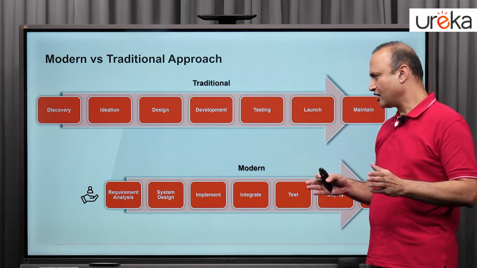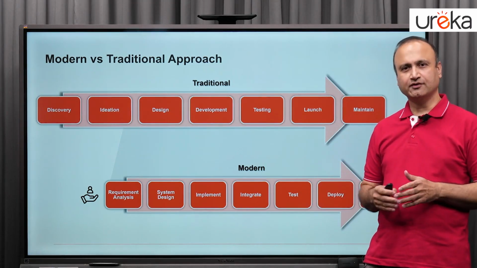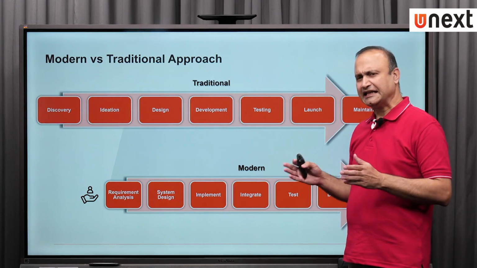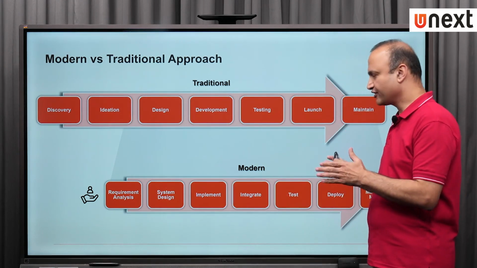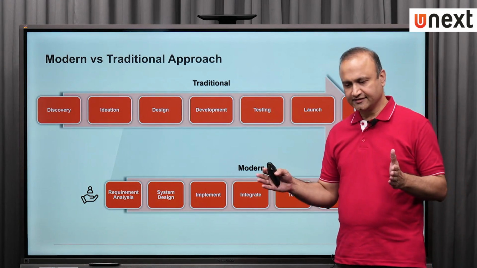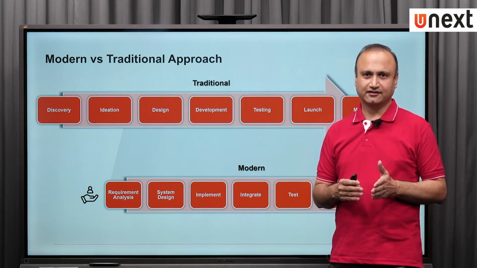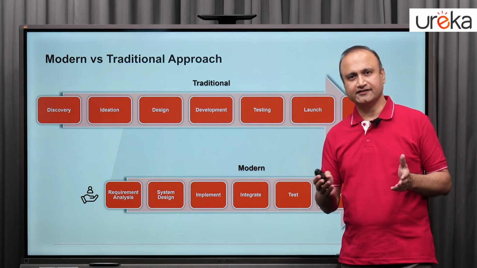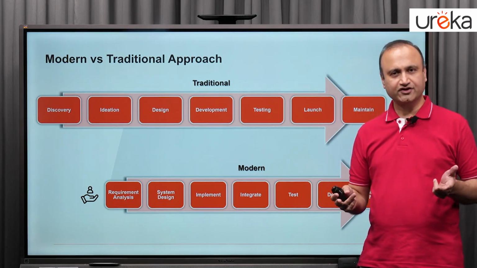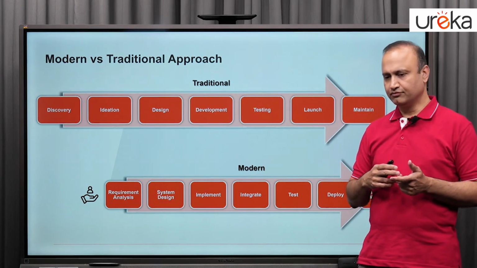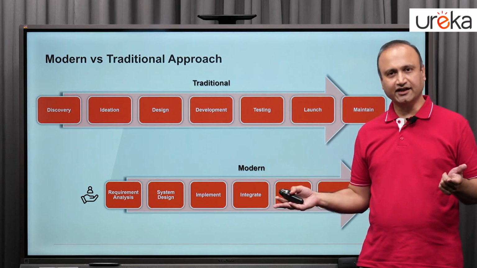So we saw how the modern approach differs from the traditional approach. In essence, what the modern approach really brings in is proximity to the client for the designers. We all understand whether it is the healthcare industry, manufacturing, it could be the IT industry.